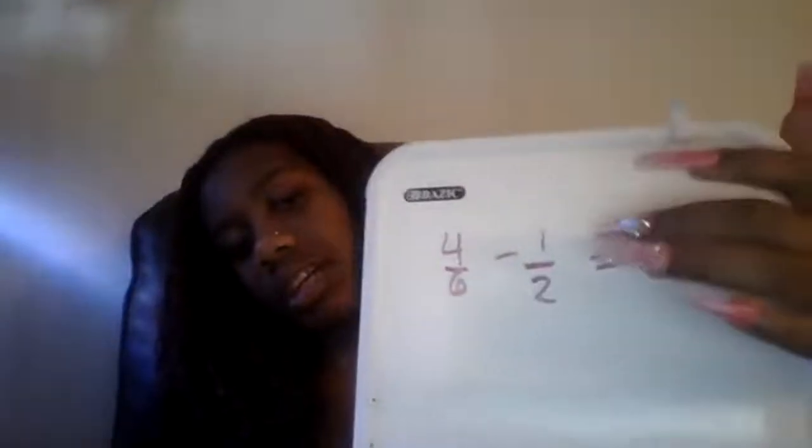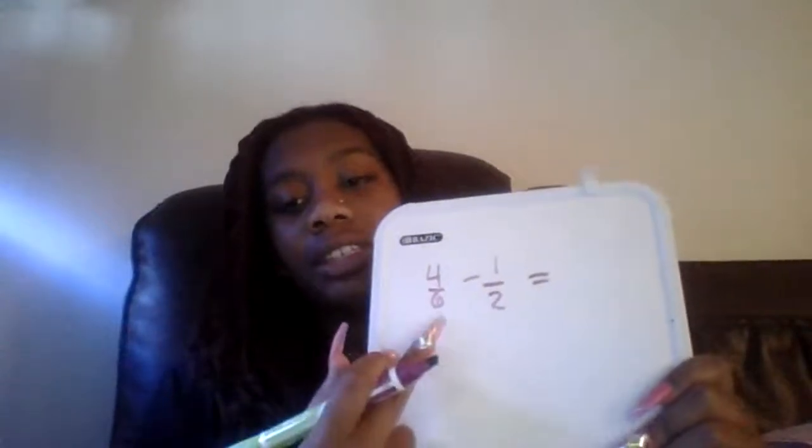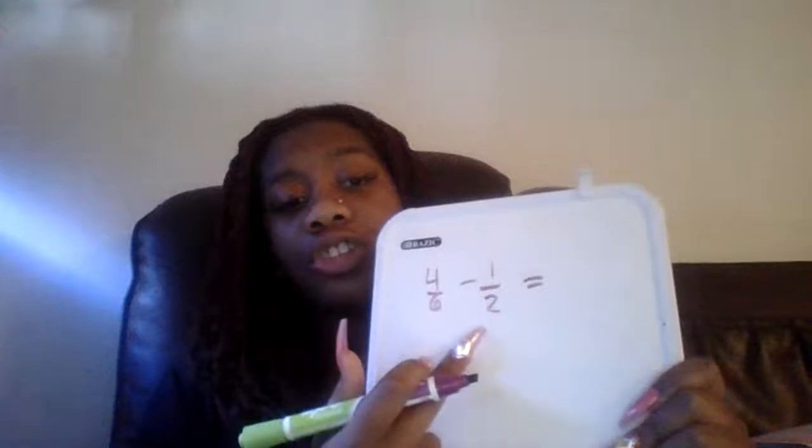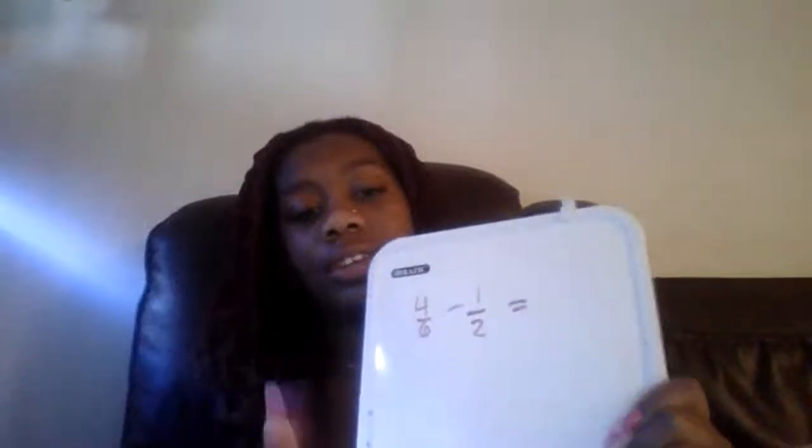So now we're going to do a subtraction problem. So here we have 4 over 6 minus 1/2. Now the first thing I have to do is find the common denominator. So I can either make this 6 a 2, or I can turn this 2 into a 6. I'm going to turn this 2 into a 6 because that makes it easier.